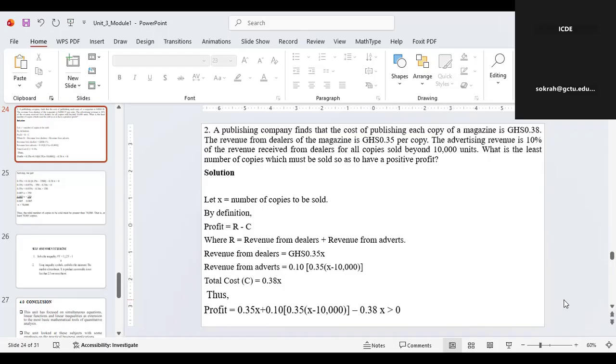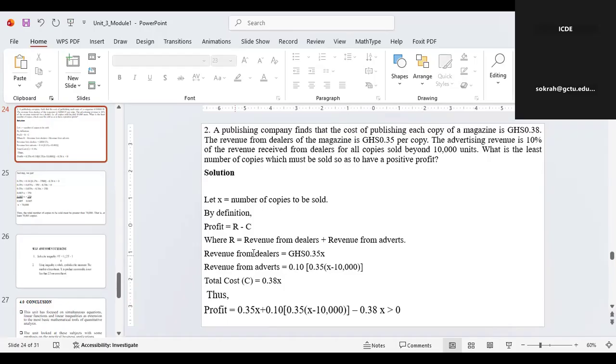Profit is equal to revenue minus cost. But we also know from the question that the revenue is in two parts: revenue from dealers and revenue from adverts. So for R alone, there are two things combined. It is only C which is standing alone. So now the work we have to do is to look for revenue from dealers and revenue from adverts so that we can go and substitute into the formula for profit. So that is what we did.